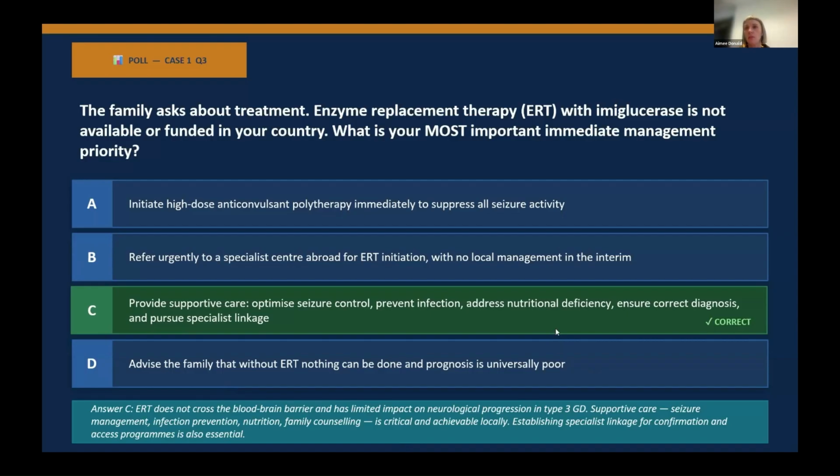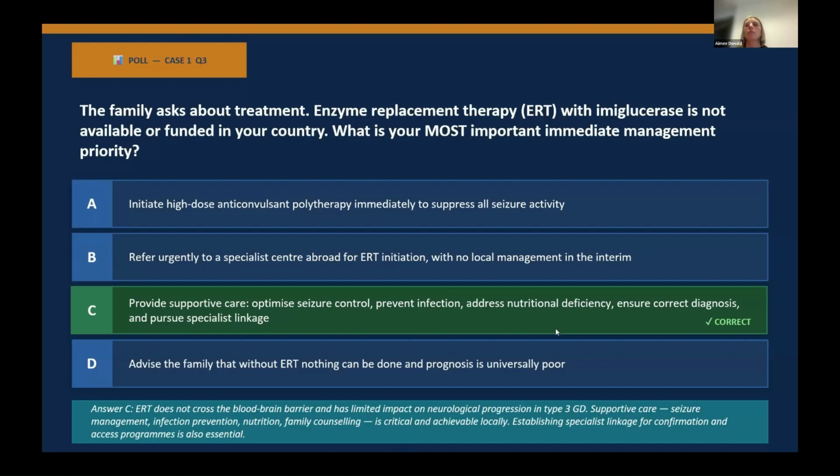So giving them really bad news that without this thing, this ERT, we can do nothing. That's not true. We can do a lot for patients, aside from enzyme replacement therapy. We didn't want you to answer with A because seizures, again, are not the whole story for our patients. And the reality of being able to suppress all seizure activity is not realistic.